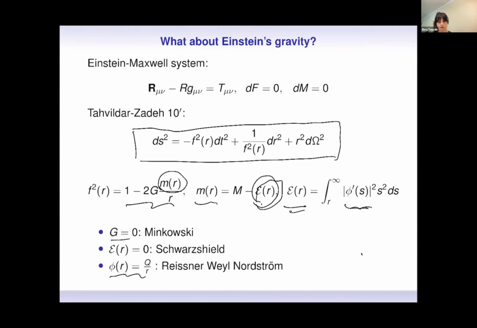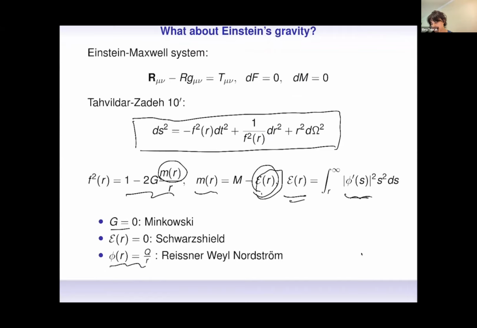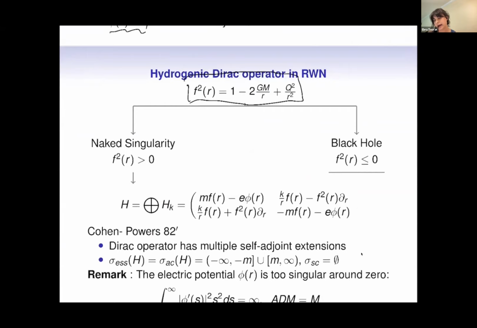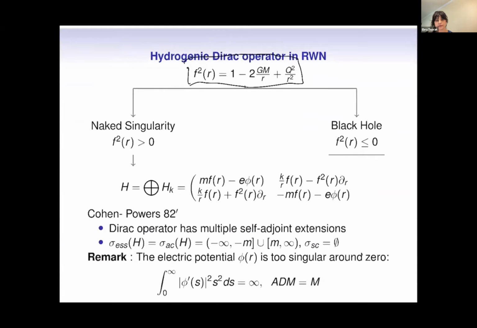So here is what happens when we take our phi(r) as q over r and then calculate all these f squared(r). What we obtain is this very well-known RWN metric. So now we want to talk about the hydrogen atom in this space-time. But of course, we have to divide our problem into two parts. One of them is the black hole, in other words, when I have zeros, and the other one is the naked singularity, so when I don't have any zeros. If I have time, I will talk about this later, but first I'm going to focus on the naked singularity. So the question is, what happens if I consider the naked singularity RWN for hydrogen atoms?